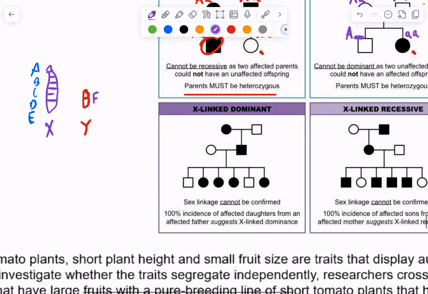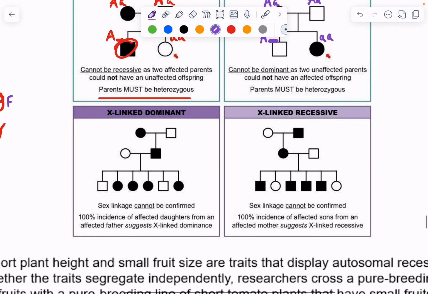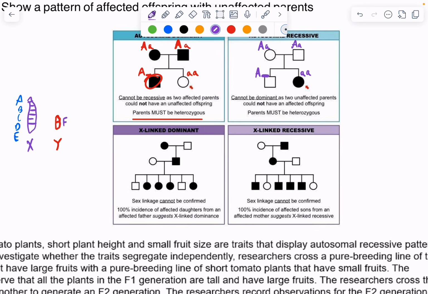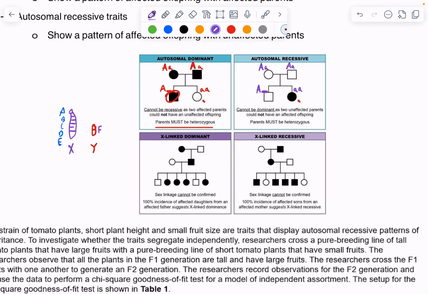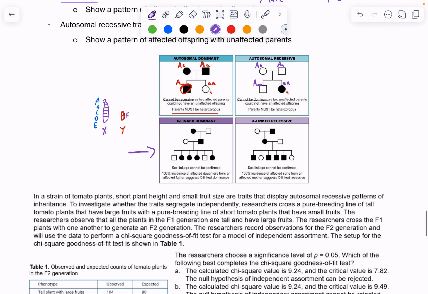Sometimes we'll talk about sex-linked traits in the next topic. It's more complex patterns of inheritance, but we can use this to also determine how offspring are inherited. So we'll take a look at this maybe more in class.